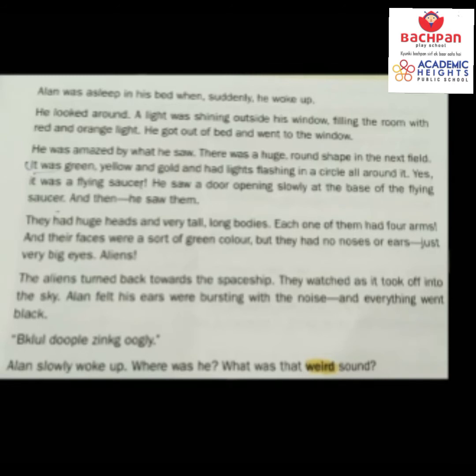Yes, it was a flying saucer. He saw a door opening slowly at the base of the flying saucer, and then he saw them. Now beta, flying saucer means it was a spaceship, right? एक spaceship आया था, ठीक है? और उनमें कौन आए थे? Aliens आए थे.